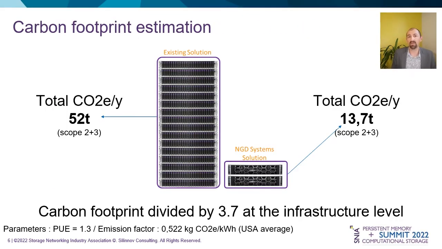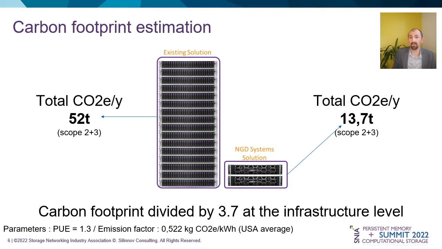Then here is the result of our estimation of the carbon footprint benefit, covering the Scope 2 and Scope 3 of the system. We used 1.3 for the PUE, which is quite good, and the average value for the USA for the emission factor. Note that both PUE and emission factors can be optimized, especially with hyperscale data center suppliers using renewable energy. So, the carbon footprint is divided by 3.7 thanks to the use of computational storage, from 52 tons to 14 tons, assuming a product lifetime of 5 years.